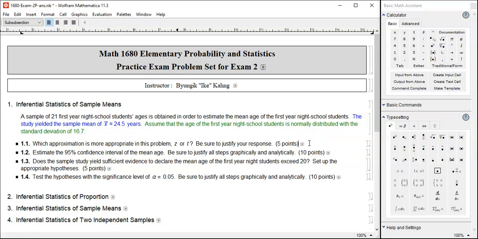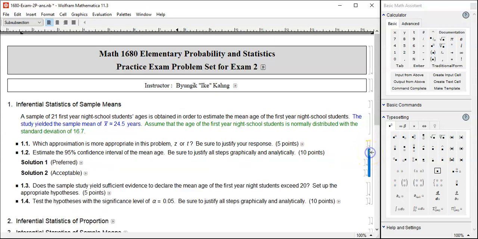Okay, let's go to the next part. Estimate the 95% confidence interval of the mean age. I have two solutions here. The preferred solution is the z approximation. Now, acceptable solution here is t approximation. Because the students were already penalized here, t problem here, that's acceptable, no penalty. Okay, let's go to solution 1, preferred solution, and let's complete it.